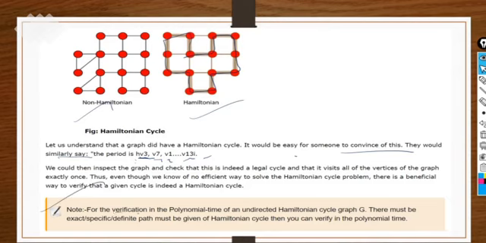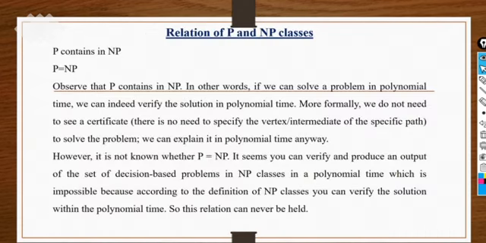Write a note here: for verification in polynomial time of an undirected Hamiltonian cycle graph, a specific, definite path must be given as the Hamiltonian cycle. Then you can verify it in polynomial time, right? So it's a kind of verification for a polynomial time solving algorithm.